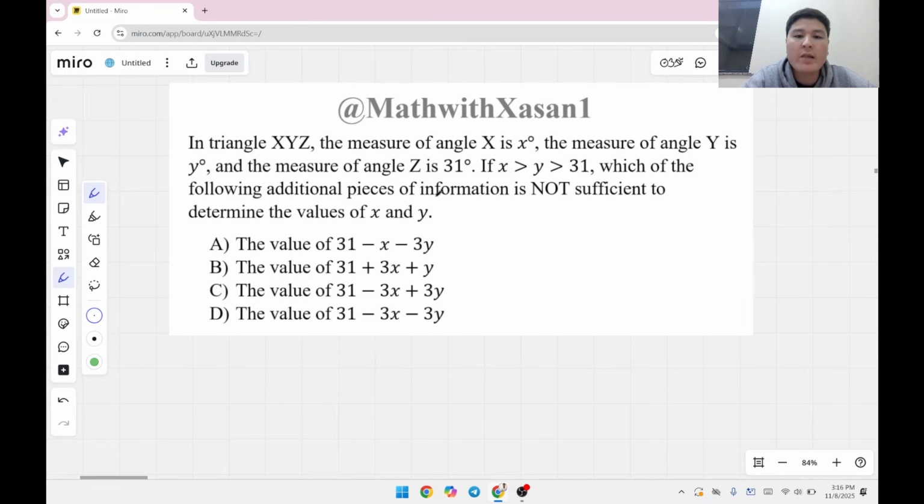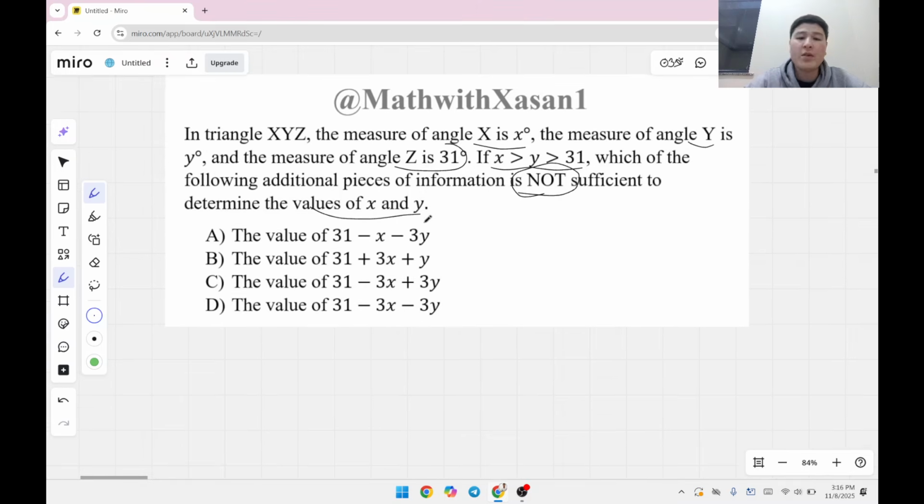In triangle XYZ, the measure of angle X is x degrees, the measure of angle Y is y degrees, and the measure of angle Z is 31 degrees. Okay, if x is greater than y and y is greater than 31, which of the following additional pieces of information is not sufficient to determine the values of x and y?